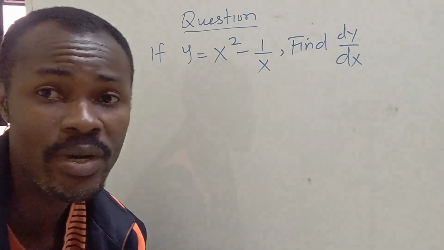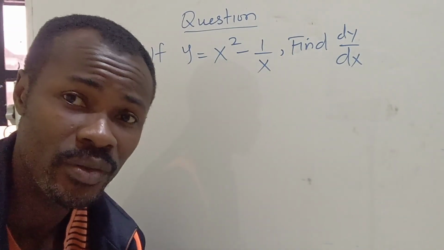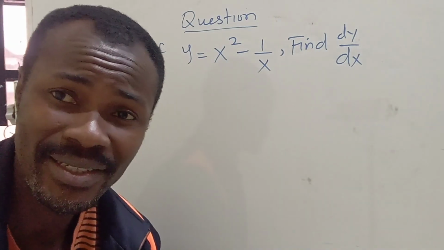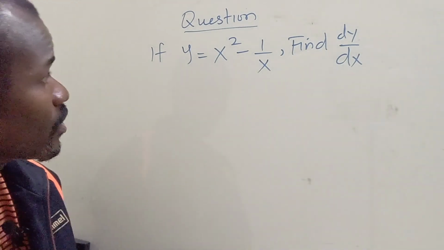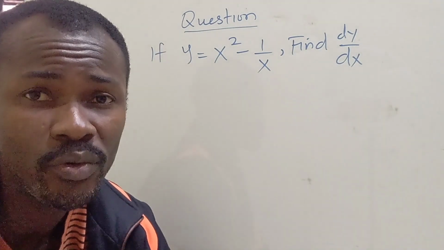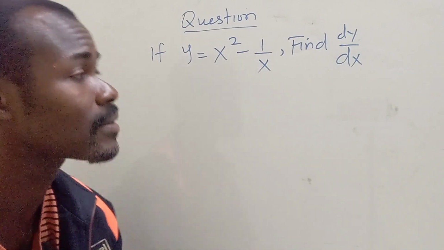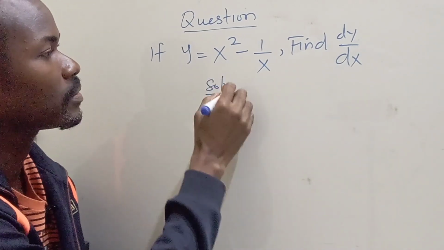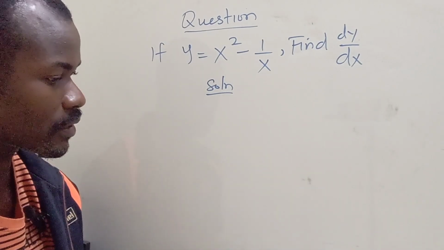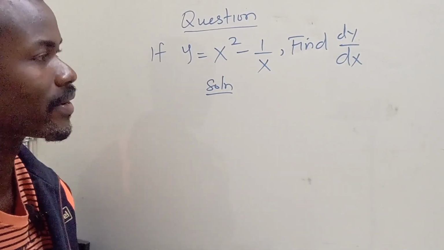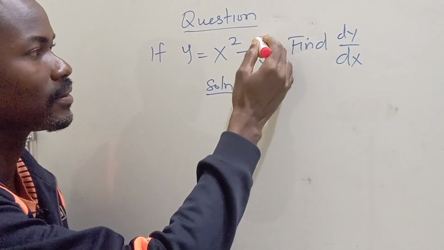You can pause the video and attempt the question and come back to the video. So let's get right into the question and solve it together. The question says, if y is equal to x squared minus 1 over x, find dy over dx. Our simple solution to this problem: the first thing is I have something that I can recognize here, which is this.